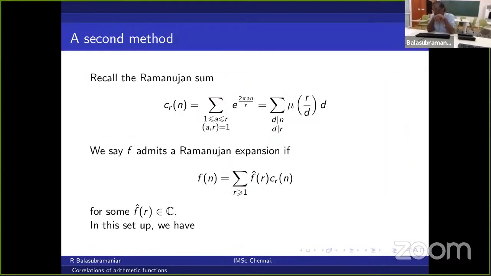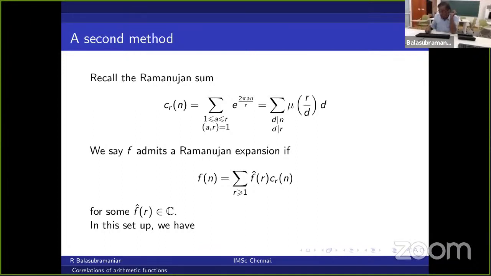Now let me talk about a second method which was done essentially by Murty, Kuppala, and Saha. And this is the following. You recall that the Ramanujan sum, c_r(n), is defined by the summation of e power 2 pi i a n by r, where the summation lies between 1 and r, and a and r are co-prime, which you can also write as summation over d dividing n, d dividing r, of mu of r by d. And now one says that a function f admits a Ramanujan expansion if f of n can be written as a linear combination of these c_r(n) with some complex coefficients f hat.